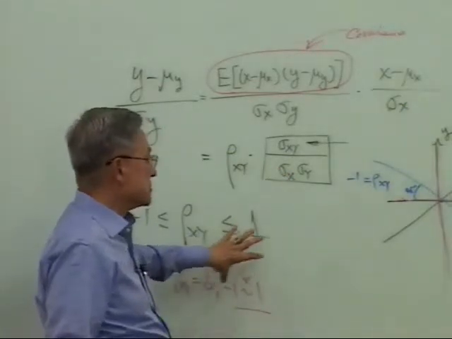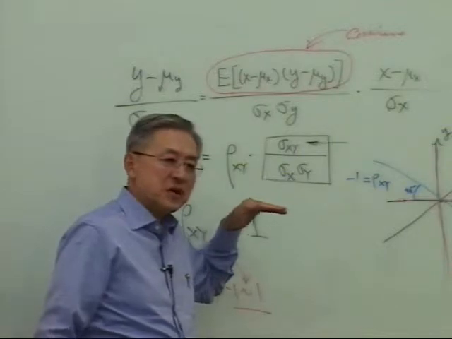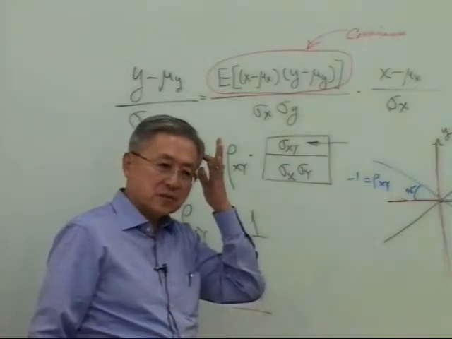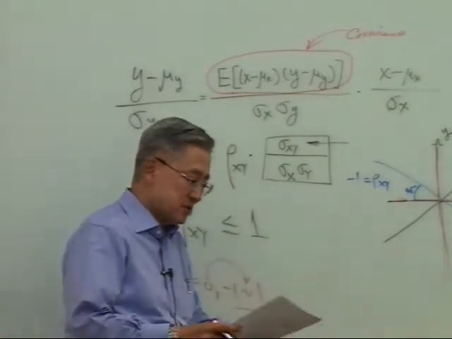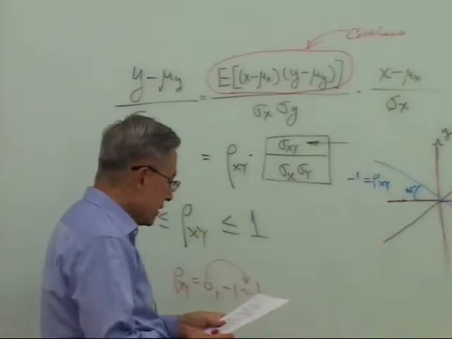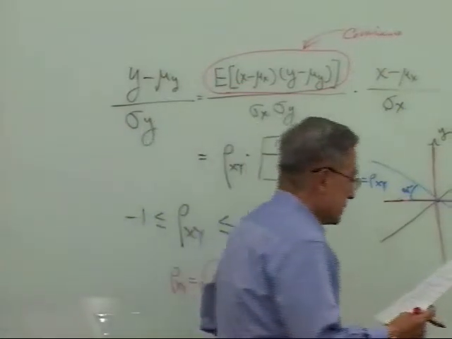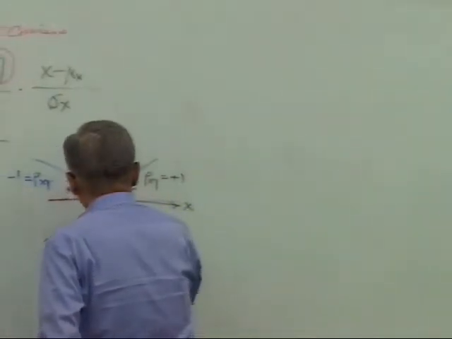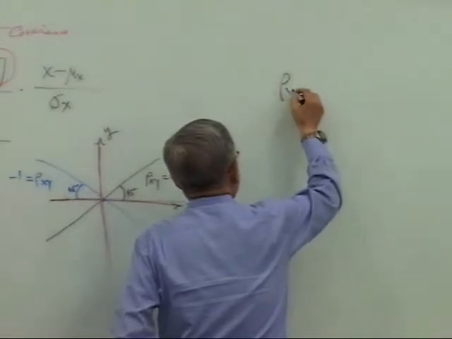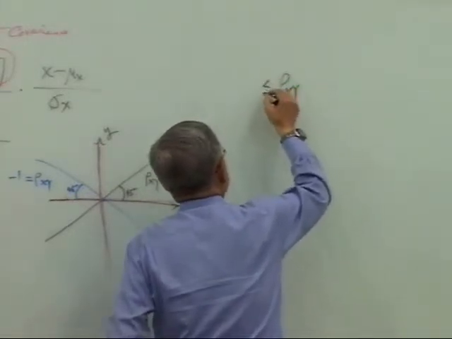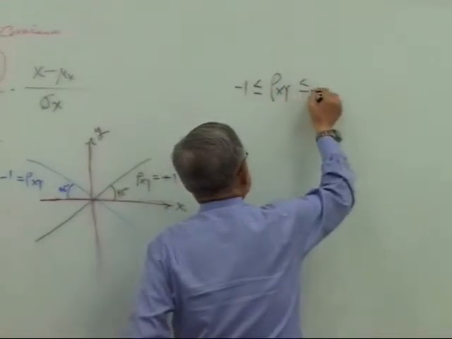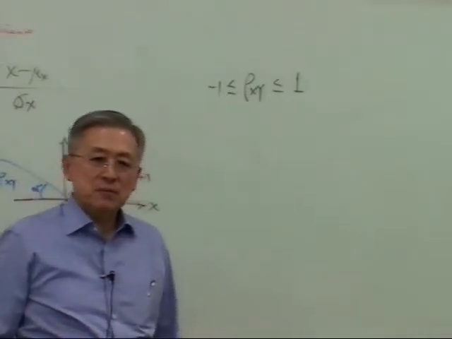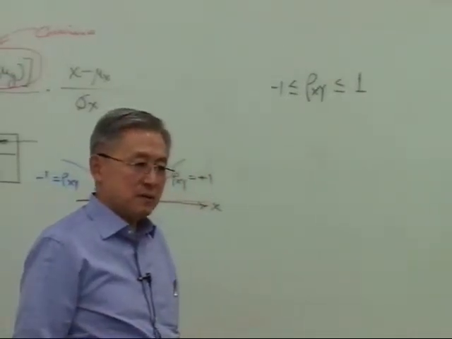There is the situation when you're dealing with the deviation as x minus mx, you can work it out in the same way. No differences at all. And the bound of rho xy, how can you say the range of correlation coefficient is between -1 to 1?